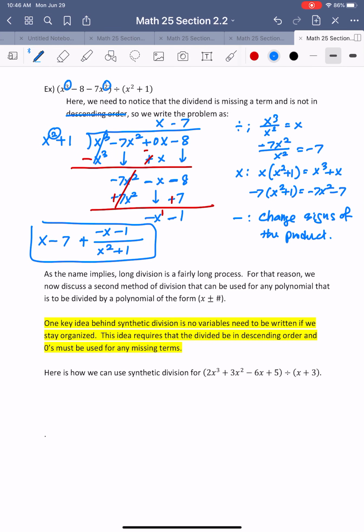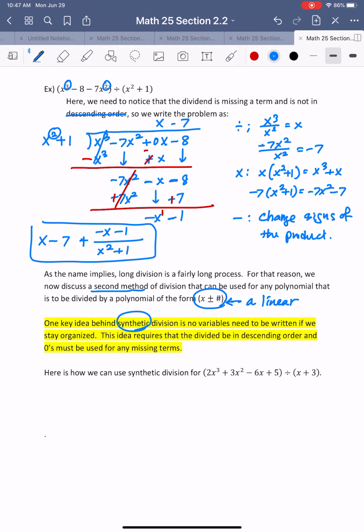Okay, so as the name implies, long division is a fairly long process. So for that reason, we now discuss a second method. Synthetic division can be used for any polynomial that is to be divided by a linear polynomial. It should be linear, okay, not quadratic. It's only the linear form. So one key idea behind synthetic division is that no variable needs to be written if we stay organized.